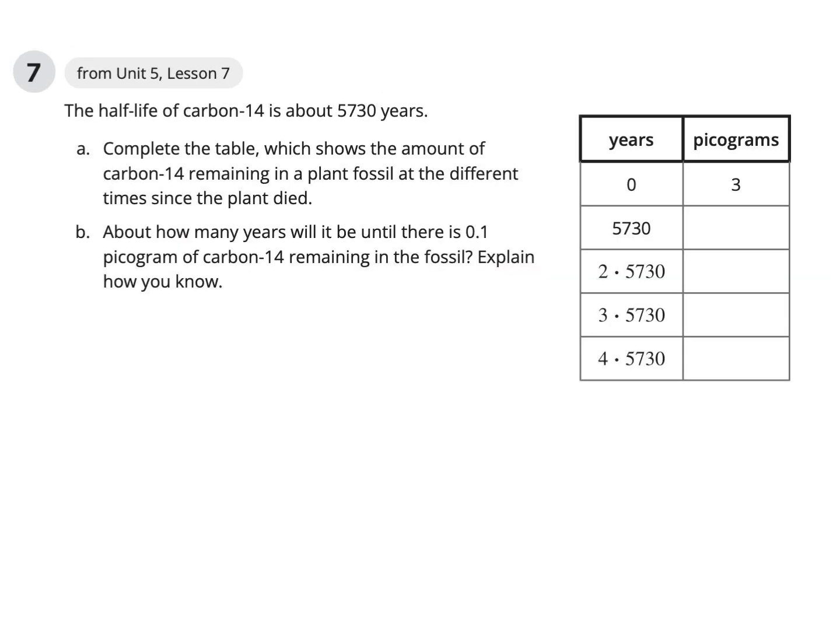Okay, so let's look at this one. Half-life. So our rate is 1/2. We're going X over 5730. How much did we start with? We started with 3. Okay, so now what we're going to do is put this into the calculator. And after we put this into the calculator, before we hit second graph, we're going to hit second window.